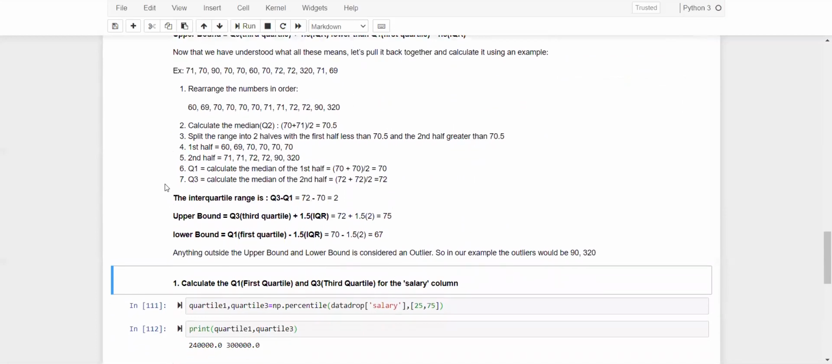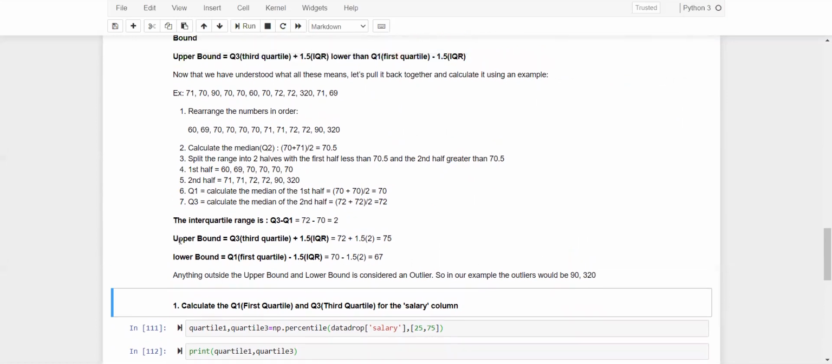So now after we found Q3, the third quartile, let's determine the interquartile range, which is basically Q3 minus Q1. In our case, it will be 72 minus 70, which is 2. And then after that, we will find the upper bound and lower bound. Anything outside the upper bound and lower bound will be considered an outlier. The upper bound will be Q3 plus 1.5 times IQR, which is 75, and the lower bound will be Q1 minus 1.5 times IQR, which is 67.